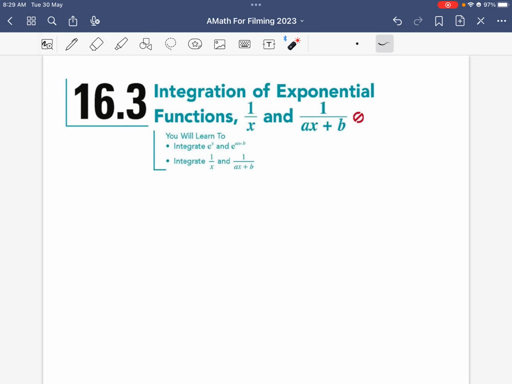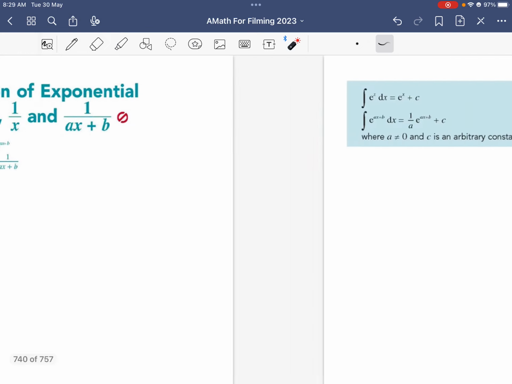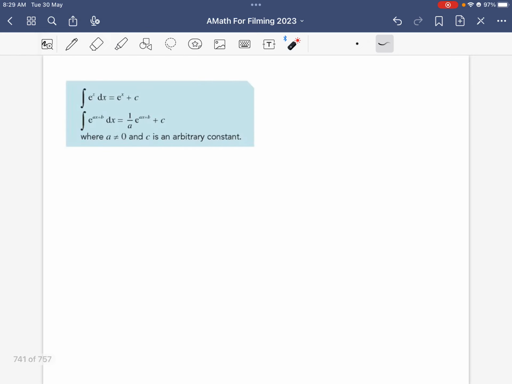What we have today is 16.3, integration of exponential functions, 1 over x and 1 over ax plus b. We just dive right into the integration for the exponential functions first.